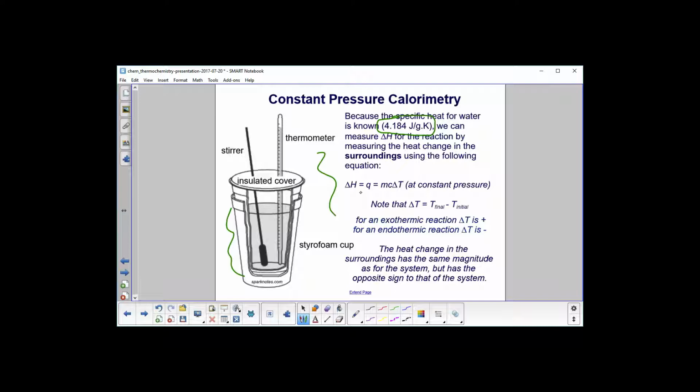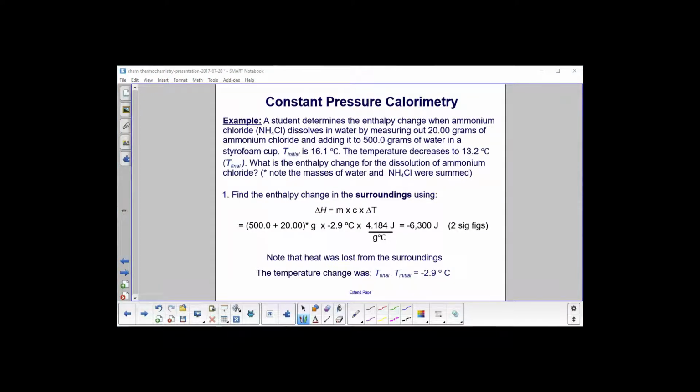Change in enthalpy is equal to q, which is mcΔT, and of course we're at constant pressure, right? This lid here, the pressure on it is atmospheric pressure, and that stays the same. ΔT would be T final minus T initial, and for an exothermic reaction, ΔT will be positive. For endothermic, it will be negative. So the heat change in the surroundings has the same magnitude as for the system, but the opposite sign to that of the system. Here's an example.